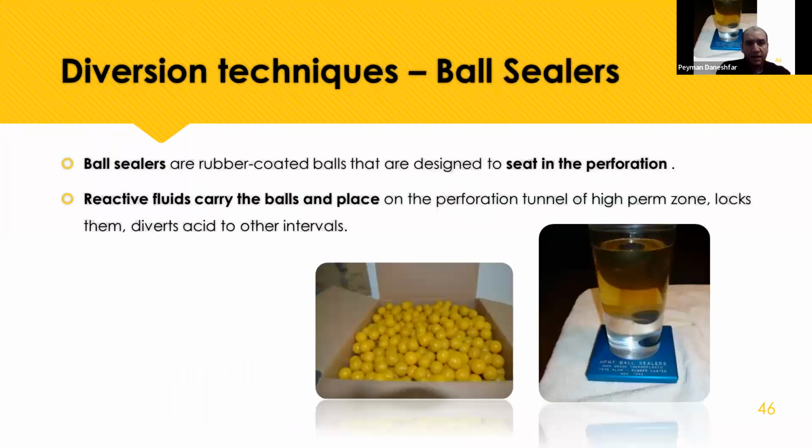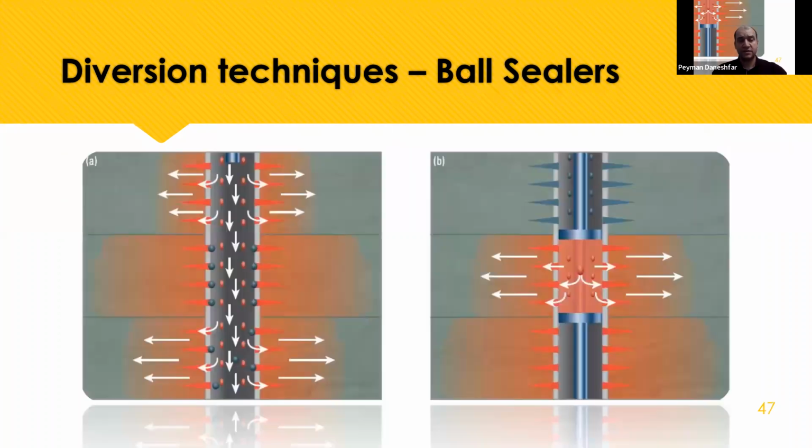Okay. And another one is ball sealers. Ball sealers are rubber-coated balls that are designed to sit in the formation. It means that when you acidize and open the permeable zones, the ball sealer sits on the permeable zone and diverts the acid to the next interval. Okay. And you can see the schematic of the ball sealer in a well. The ball sits on the permeable zone and diverts the acid to the next zone.